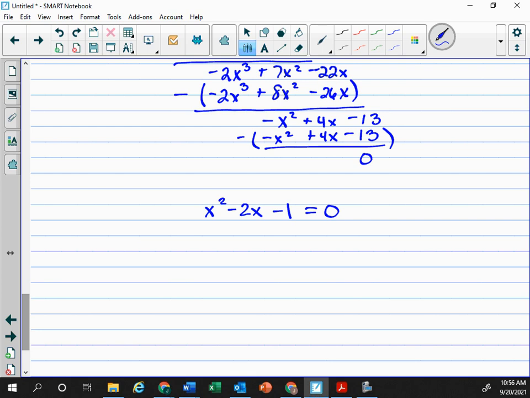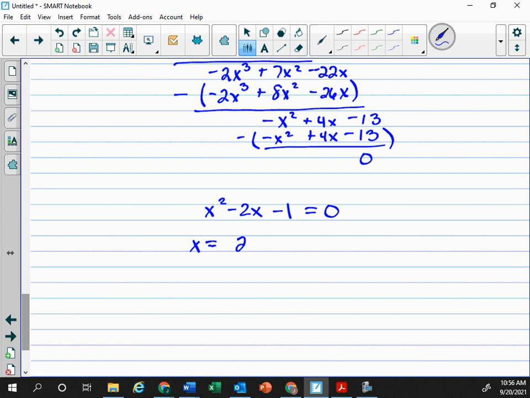You can absolutely do the quadratic formula since it is quadratic. You could also complete the square, if you like completing the square. Did you learn completing the square last year? Yeah. Okay, good. You can certainly do that method. I'll go through quadratic formula with you.